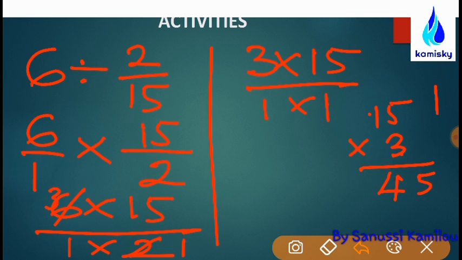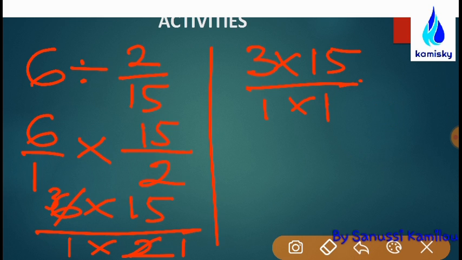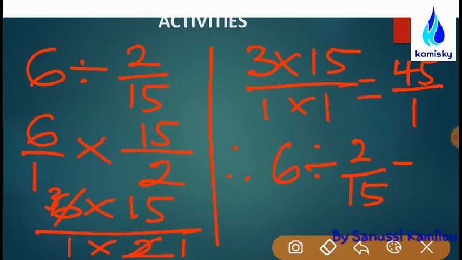So now we are aware that this one will give us 45/1, and we said that we shouldn't keep our final answer like this. Whenever there's 1 at the bottom, 45/1 is the same as 45. From there you can conclude your work by going back to the question. The question is saying 6 divided by 2/15. Then the answer is 45. The answer is 45. Congrats.